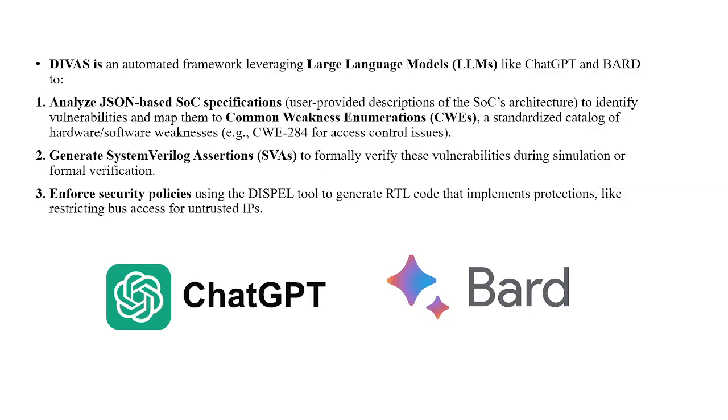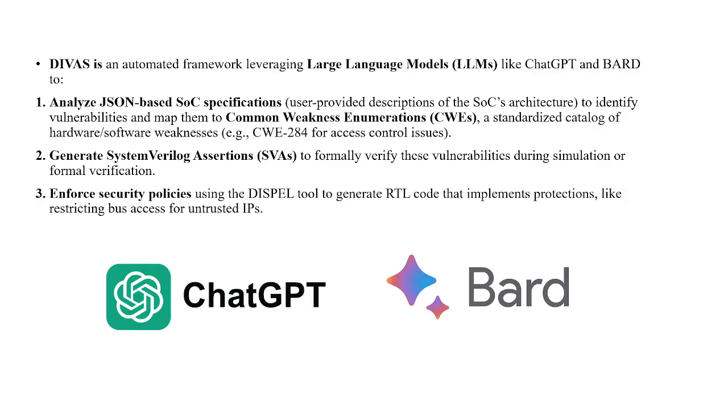So what are these CWEs? These are Common Weakness Enumerations, a standard catalog of hardware and software weaknesses. For example, let's say we have a networking SOC and a third-party Ethernet IP accidentally or maliciously accesses a secure configuration register. That register might hold settings that control encryption. If the Ethernet IP disables encryption through that access, you have a CWE 284 violation, which is basically an access control issue.